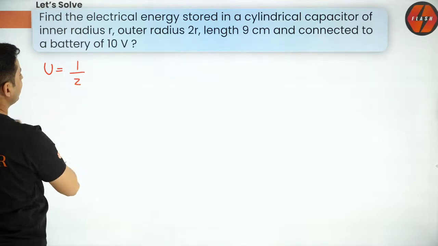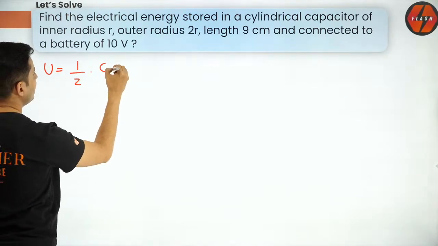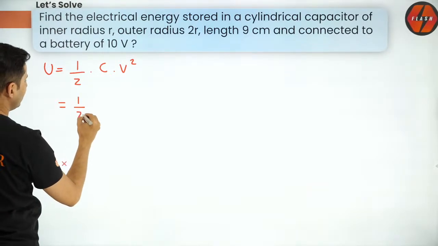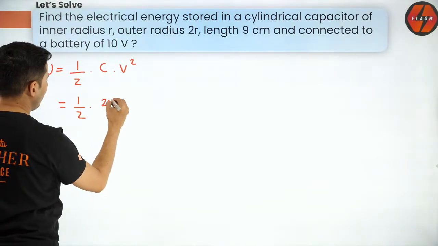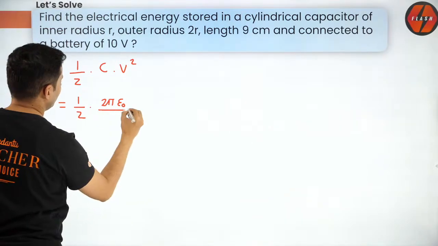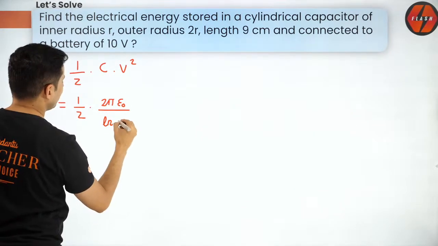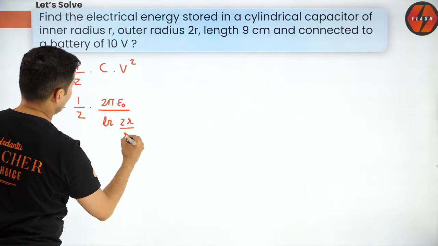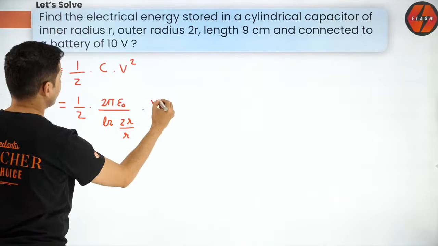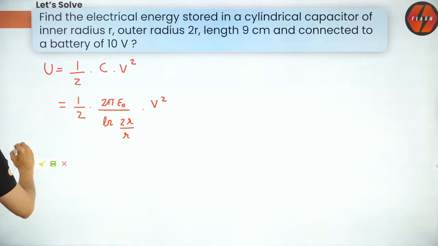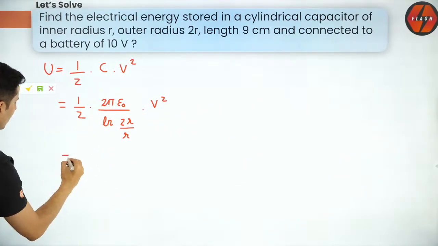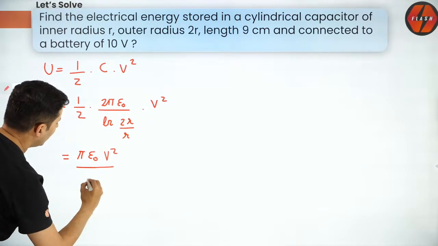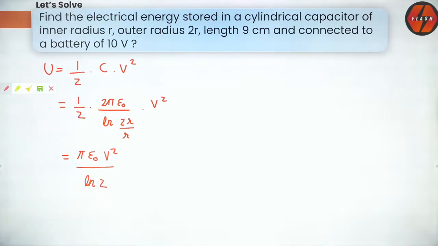So the electrical energy stored will be half C into V square. Now the value of the capacitance I just told you is 2 pi epsilon naught by ln, alright, big radius which is 2R divided by small radius into V square, of course. Now this 2 cancels and you shall have pi epsilon naught V square by ln 2, I believe.